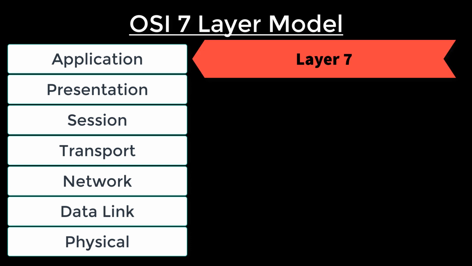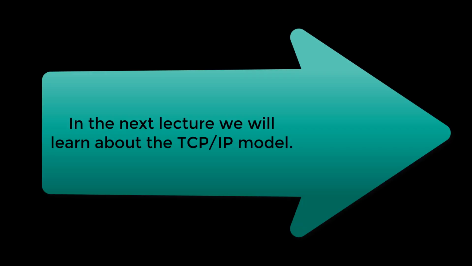Layer 7, the application layer, deals with the set of tools that can be used by programs to access the network. These programs work with the computer programs that the user interacts with. In the next lecture, we will learn about the rival networking model to the OSI 7-layer model, the TCP/IP model.